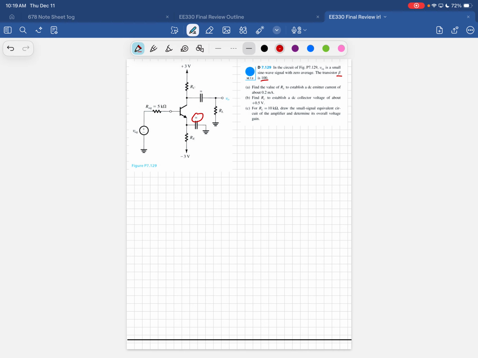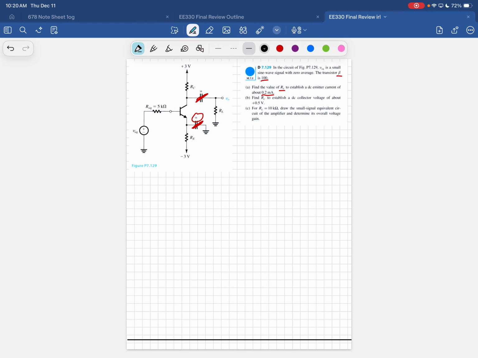They're going to be wanting us to solve for RE to establish a DC emitter current of 0.2 milliamps. So if we're going to be doing DC analysis, what do we do with those capacitors? They become open circuits. Cut off everything after that. Yep, exactly, open circuits. So I'm just going to scribble them out for right now. Assume they're not there.